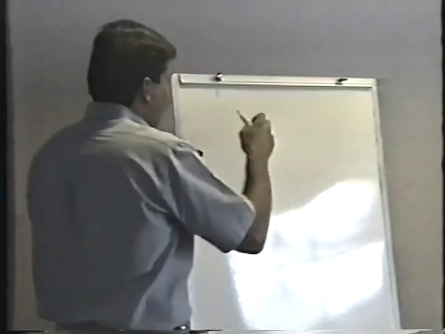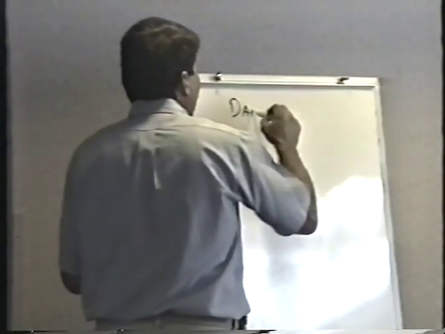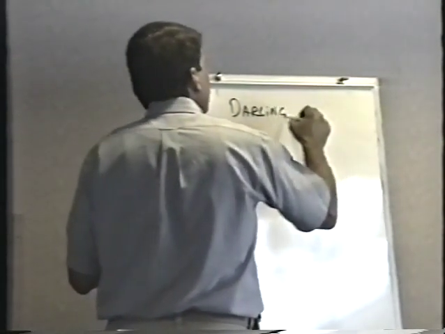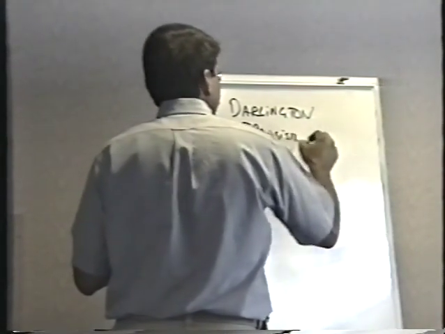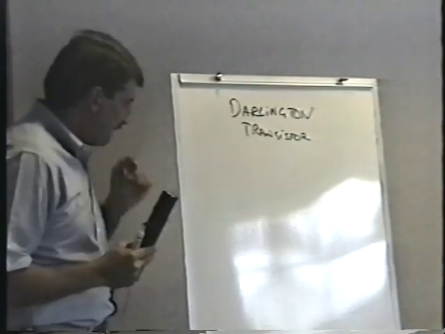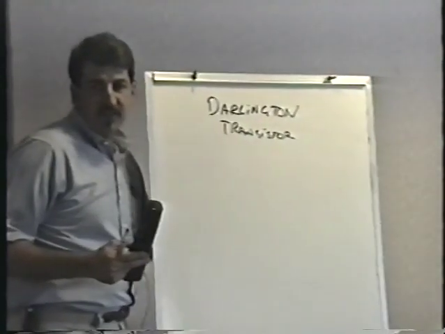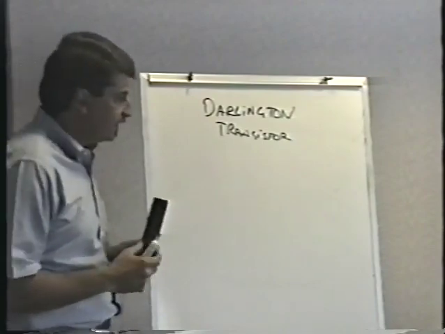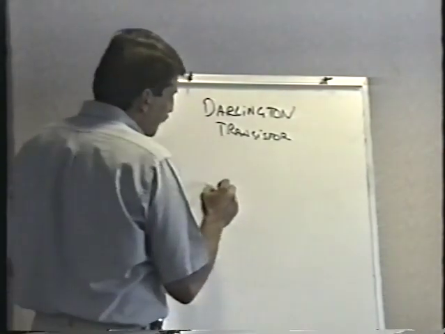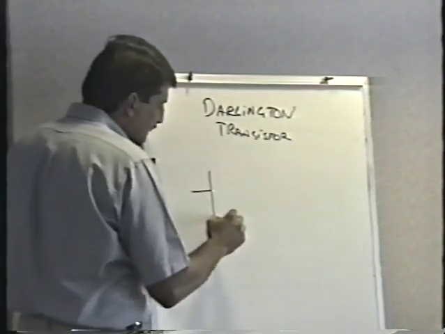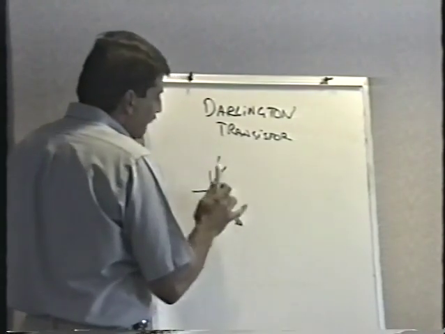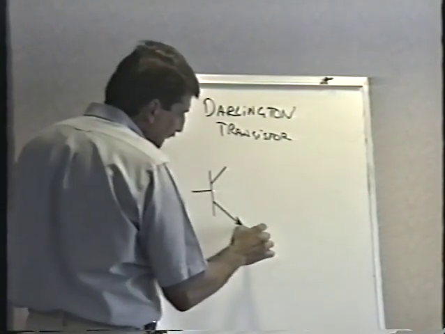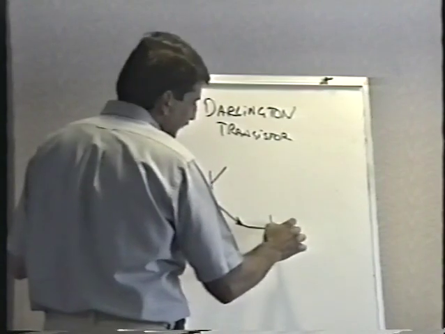Another kind of transistor that we do use in games, and it's the one that I've given you, is called a Darlington transistor. Now, there's nothing really mysterious about a Darlington transistor. A Darlington transistor is simply two transistors in one single package. In the Darlington transistor, the emitter of one transistor is connected to the base of the second transistor.